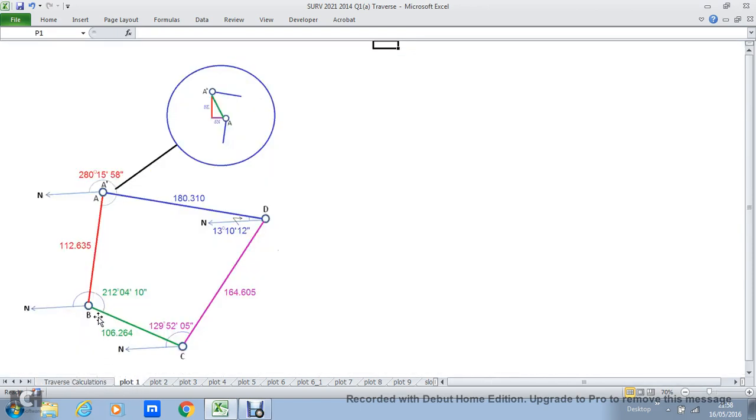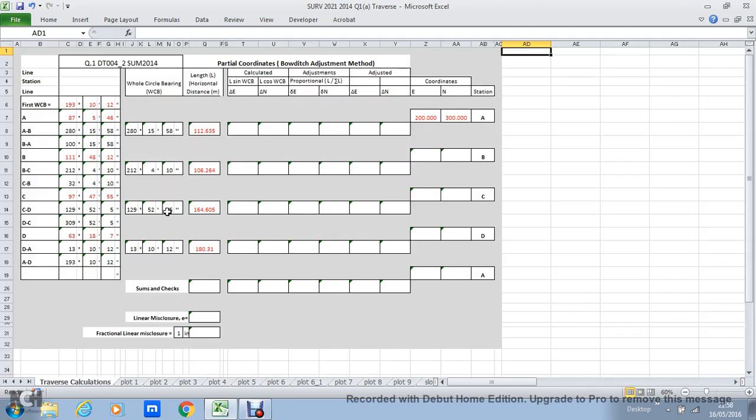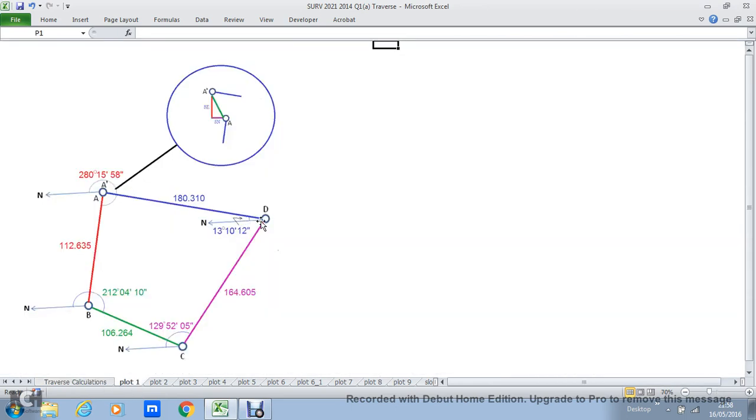Likewise, for the line B to C, shown in green, our forward whole circle bearing is the angle 212.0410, measured relative to the north direction over here, and the distance is 106.264. Our line CD is shown in purple here, and you can see that the values correspond to the values here in the table. And likewise, if we look at these angles, 13, 10, 12 and 180, 31, you can see that's the angle of the last line, D going to A.